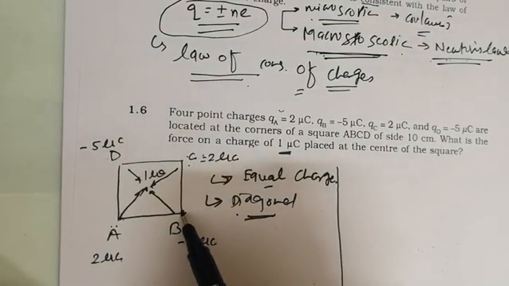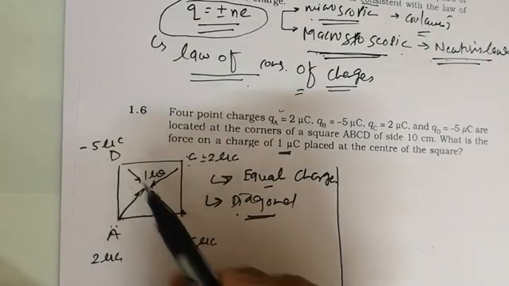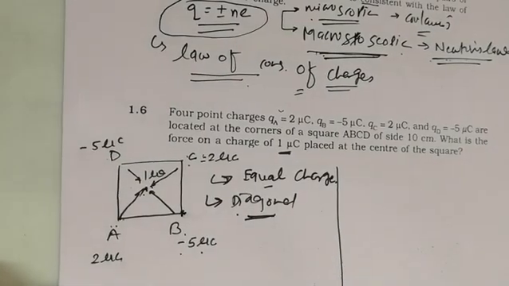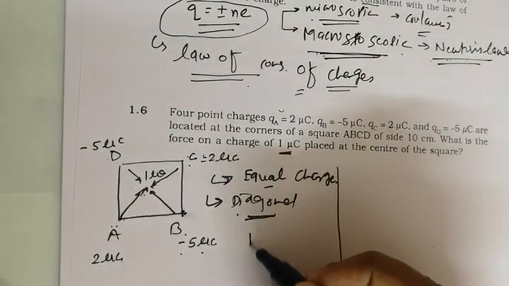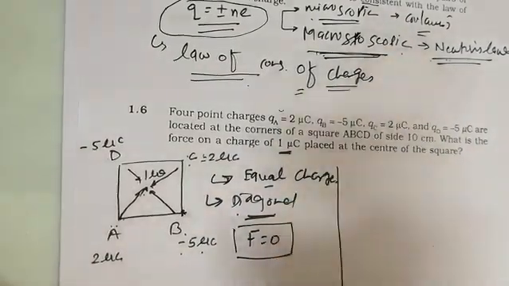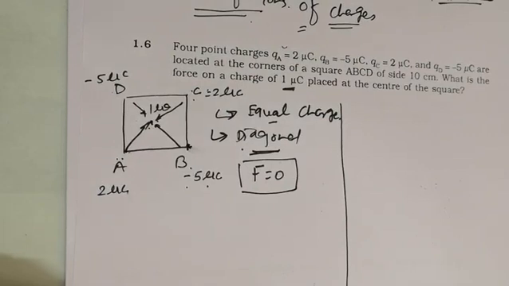Our force from B, minus 5 microcoulomb, to the center, which is 1 microcoulomb, and from D, minus 5 microcoulomb, to the center, which is 1 microcoulomb. So I can say that our force will be the same in nature, so our net force will be 0. This is a quite short method and it is useful only for competitive exams.